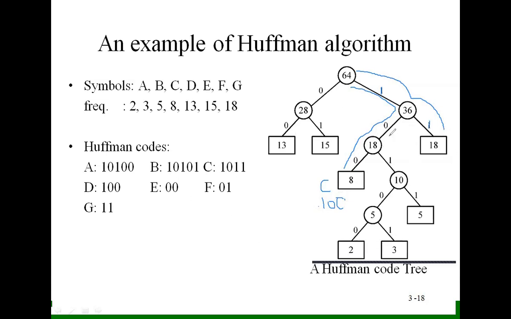Okay, like this, we are continuing. So you can find the codes in the Huffman coding algorithm. By using this, you can construct the Huffman code tree, and you can find each and every node's code, each and every symbol's code. That is a variable length coding scheme.